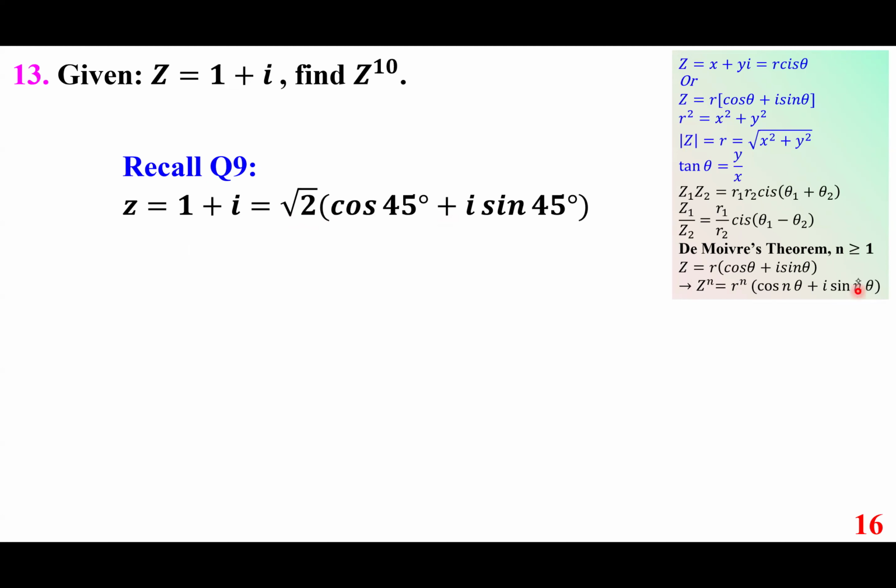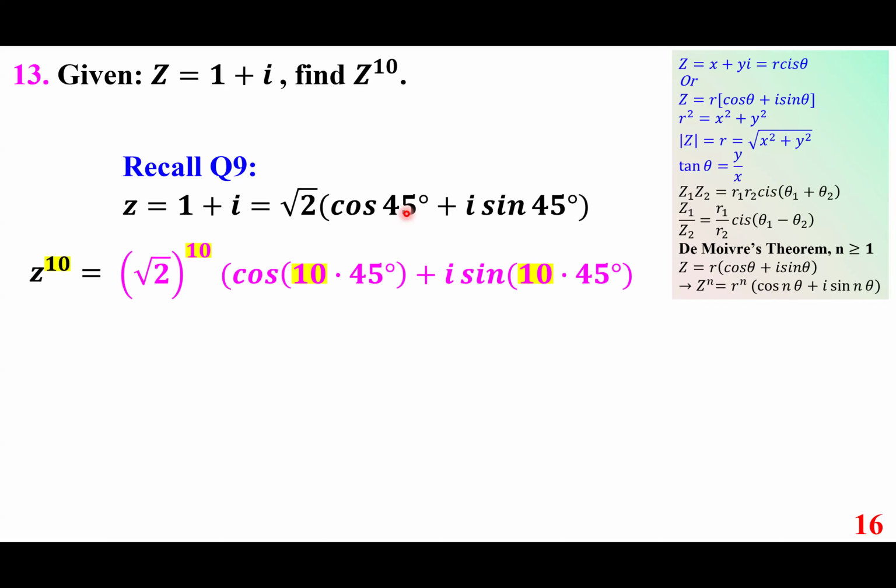And we are going to follow De Moivre's theorem. We want to raise this to the power of 10. That means we're going to raise square root of 2 to the power of 10, and we're going to multiply the argument by 10. So that's very straightforward, everybody.